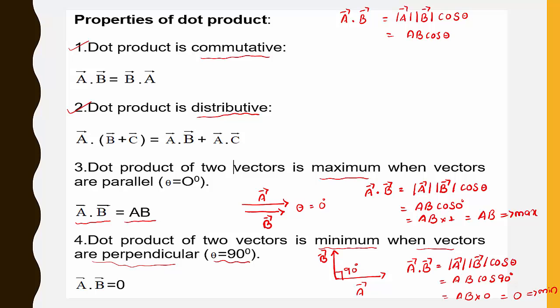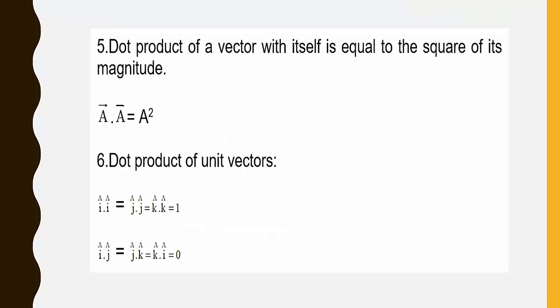Is it clear? If two vectors are parallel, then the dot product is maximum. If two vectors are perpendicular, then the dot product is said to be minimum. So this is the third and fourth property. Now we can move towards the next property, the fifth one.